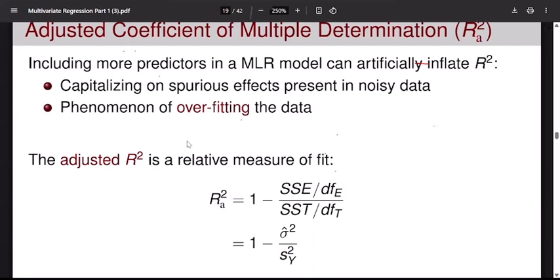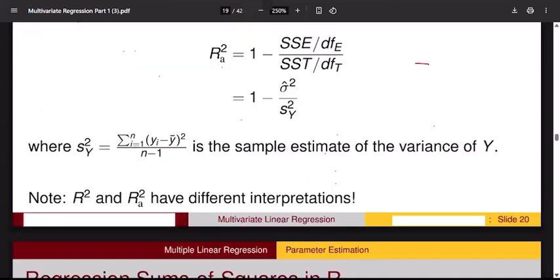Now when I divide, please pay attention. When I divide the sum of squares error by its degree of freedom, it becomes the estimated variance. And when I divide the sum of squares total by its degree of freedom, it becomes the variance of y, the variance of the response variable. Please pay attention to that. Now, we use R adjusted, like I said. In case you really want to know how to estimate s_y squared, it is just the sample variance of y. That's why you see divided by n minus 1. Can you see that? A sample variance of y.